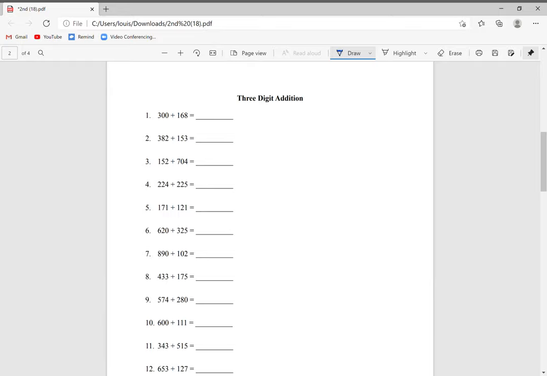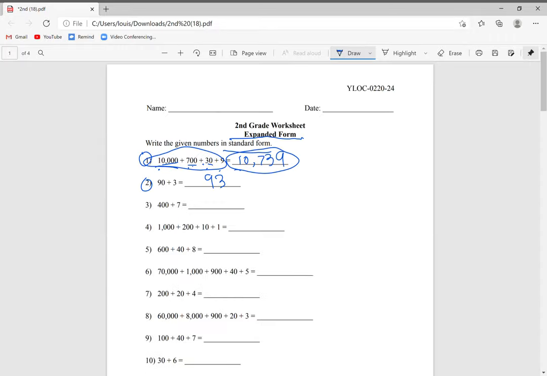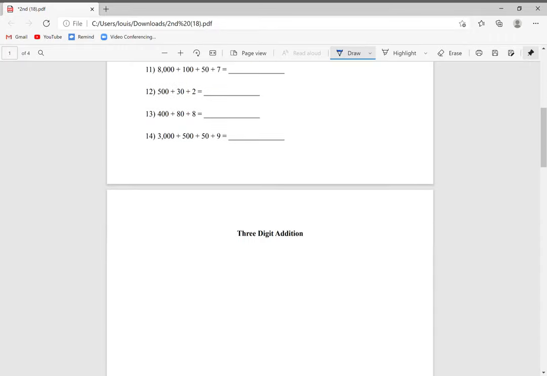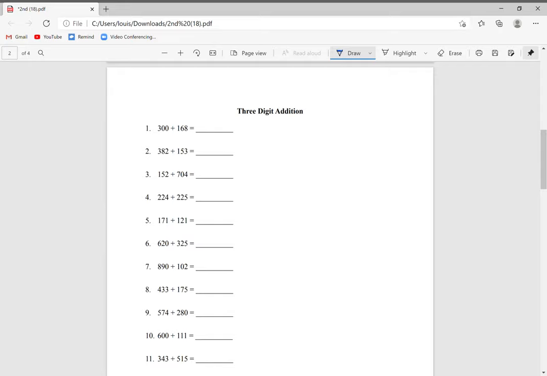Three-digit addition. Three-digit addition is similar to adding to standard form, except that this time you're combining tens places, ones places, and 100 places to one another. So let's take a look at number 1. Whenever you are adding big numbers such as 300, 168, or 382, or 153, I would recommend writing in a vertical form. So in a vertical form, 300 and 168.